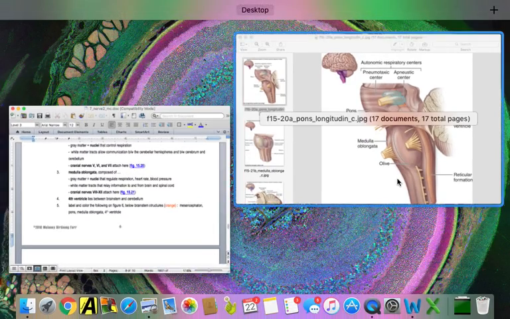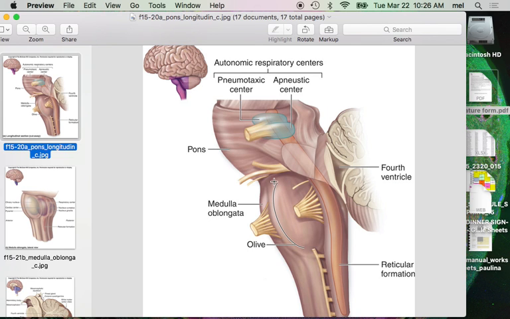So the medulla oblongata. So here is your medulla oblongata. It's just below your pons. Everything below your pons but above your foramen magnum is considered medulla oblongata, and it's thicker and then it gets thinner.